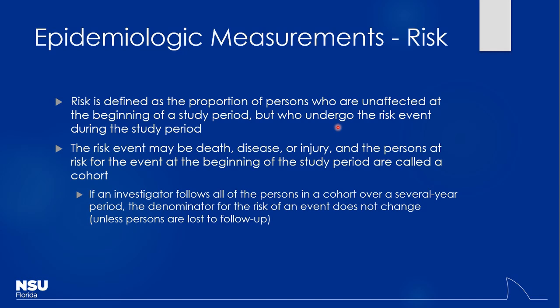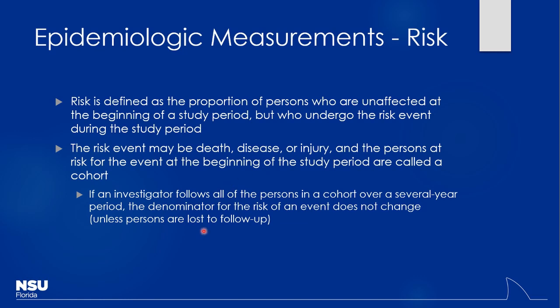And again, it could be death, could be disease, could be really anything we're curious about. But the group at risk at the beginning of the study period is what we call the cohort, right? And so investigators will follow that cohort, because we already talked about cohort studies, right? They're going to follow them for maybe a several-year period, and they'll be able to look to see if that event changes, okay? Now, what are some things that could skew that?